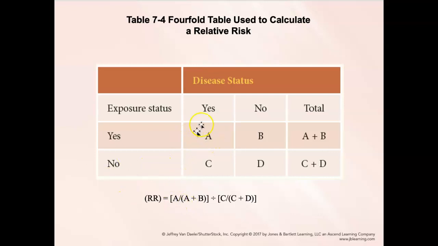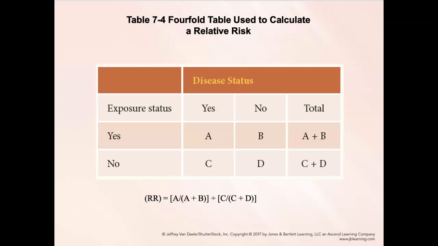So you're looking at how many people got the disease divided by the total number of people in the exposed group. And then you're dividing that by the total number of people who got the disease in this unexposed group divided by the total number of people in that unexposed group. So again, just looking at the number of people who got the disease in the exposed group divided by all the people in the exposed group, over the total number of people who got the disease in the unexposed group divided by the total number of people in the unexposed group. So that's how we get to this formula here, which you'll notice is very different from the odds ratio calculation.